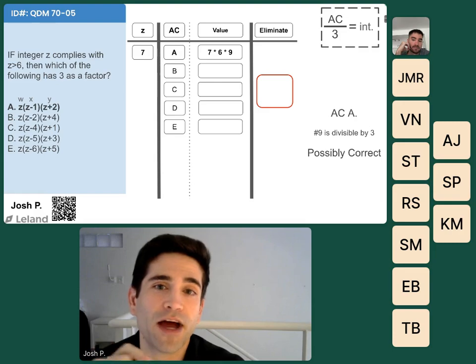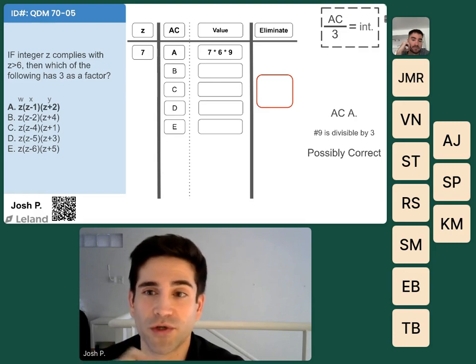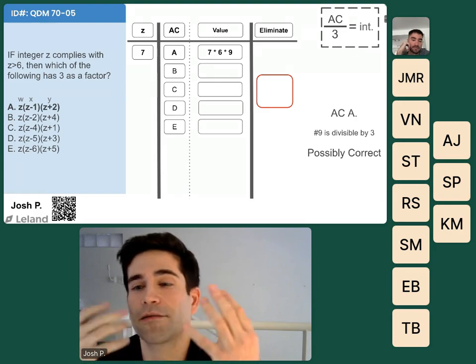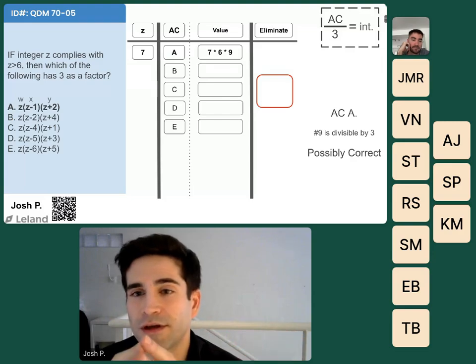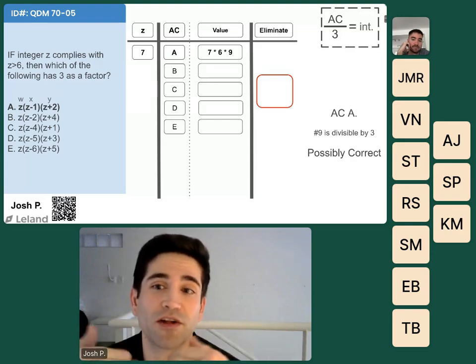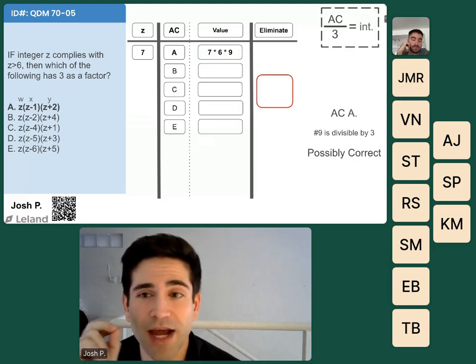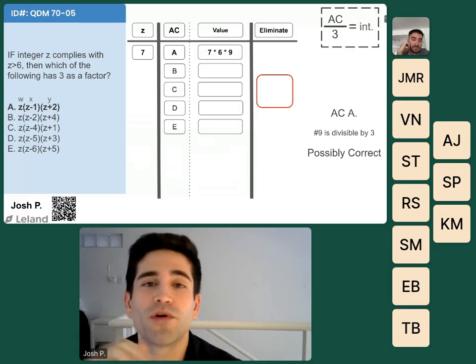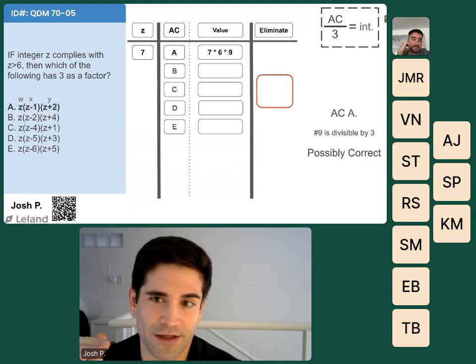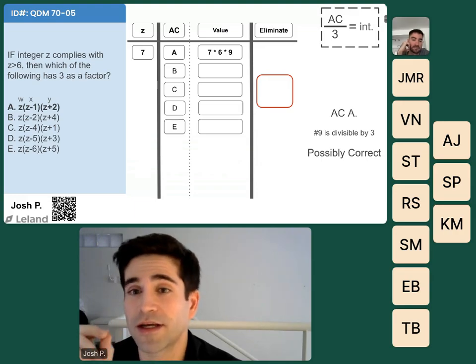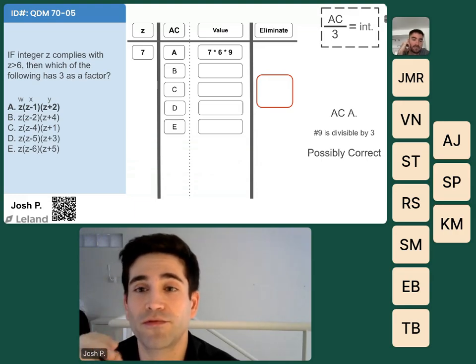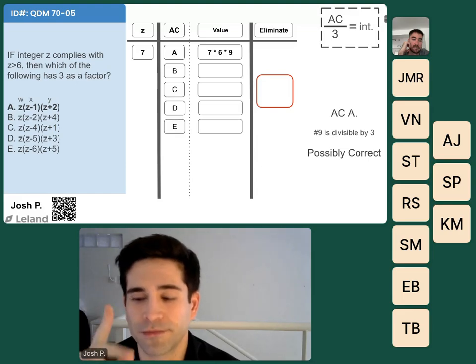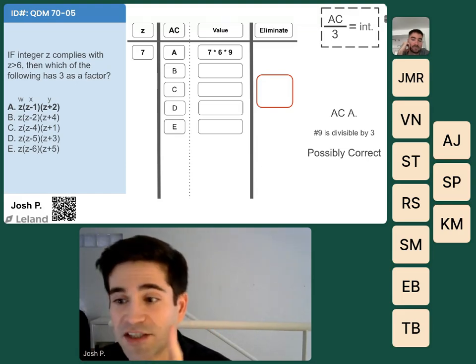Now, when you input values for variables into the answer choices, you can get false positives, which are true for certain values of z, but the real correct answer choice will be true for any value of z. So it's extremely important to eliminate 4 answer choices before selecting the correct answer choice. So A is possibly correct.